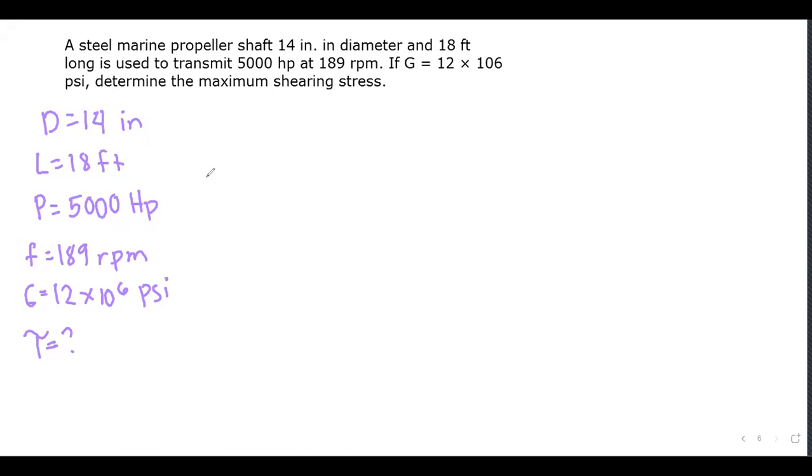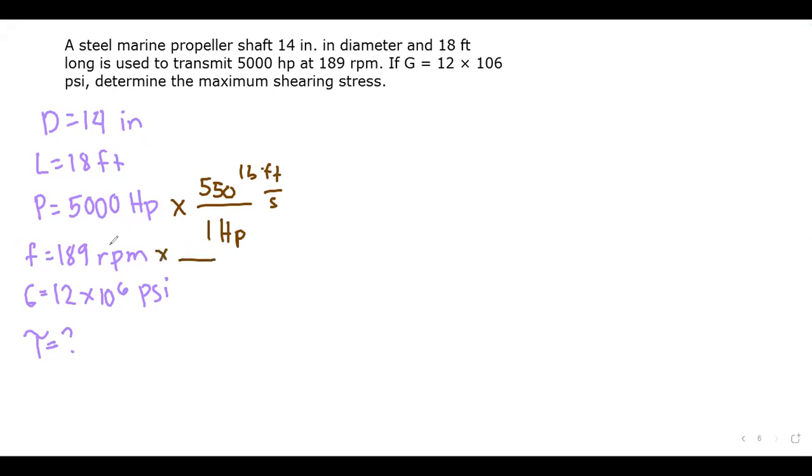Pero convert natin to inches pa din yun. Okay? And then ito, of course, convert natin to seconds. So, conversion time tayo, guys. Ibang kulay gamitin natin. So, 1 horsepower is equal to 550 pound-foot per second. Okay, so ganyan siya. And of course, this one, revolution per minute. So, 1 minute is equal to 60 seconds.